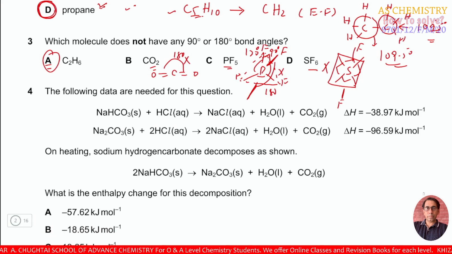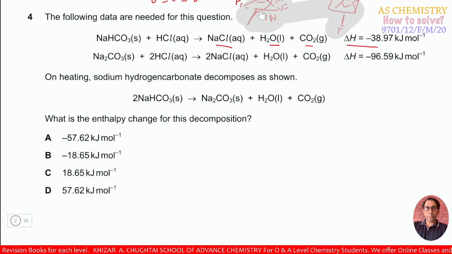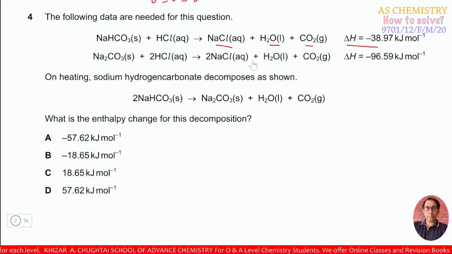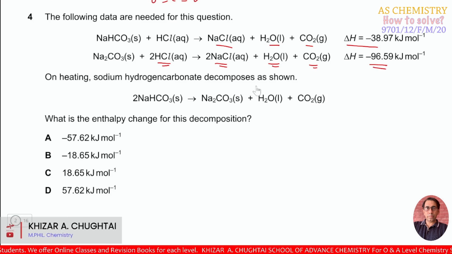Question number 4, the next one. The following data are needed for this question. Reaction of Na2CO3 with HCl to make NaCl plus H2O plus CO2, and here is its enthalpy change. Let me erase the first portion. Sodium carbonate plus 2 mole of HCl goes to 2 NaCl plus H2O plus CO2, and delta H is minus 96.59 kilojoules per mole.